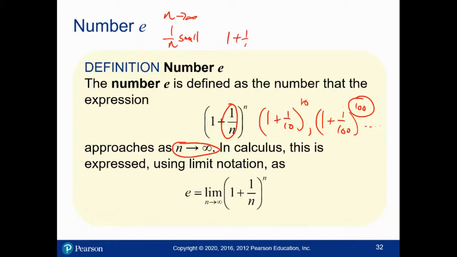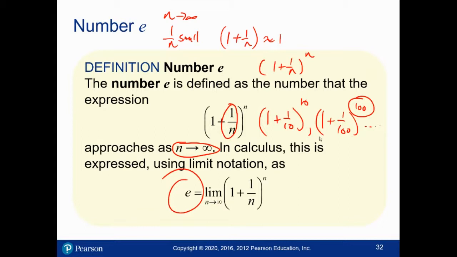So 1 plus 1 over n is very, very close to 1, and I'm raising it to a very large number. The fact that the inside is close to 1 makes me think this isn't too big. The fact that the exponent is very big makes me think it's very big. There are two opposing forces here, and it's not immediately clear how this resolves itself. As you let n get bigger and bigger, it actually settles down on one particular value, and that number is what we call e, approximately 2.71.